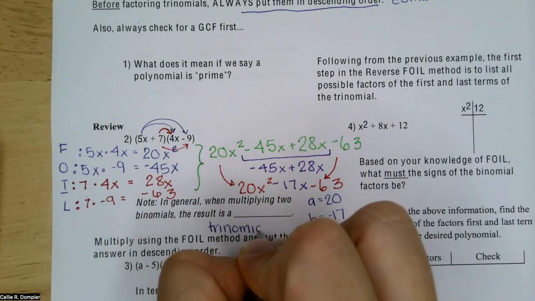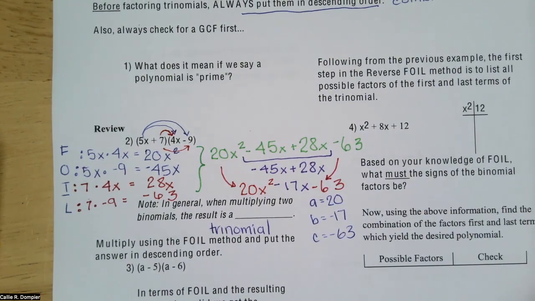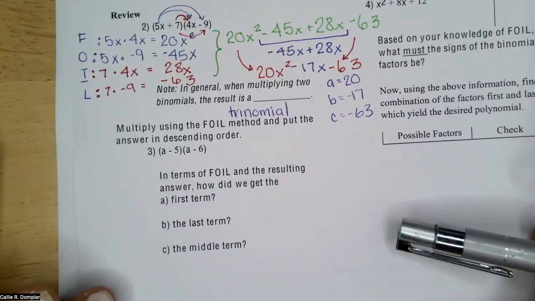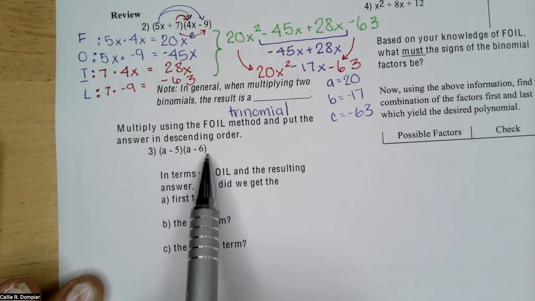after you combine any like terms. So not always, but usually. So we're going to do the same thing, multiply using the FOIL method and put the answer in descending order.